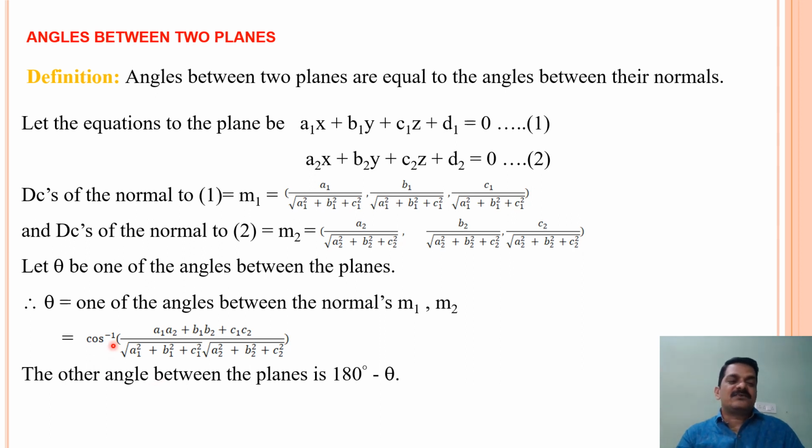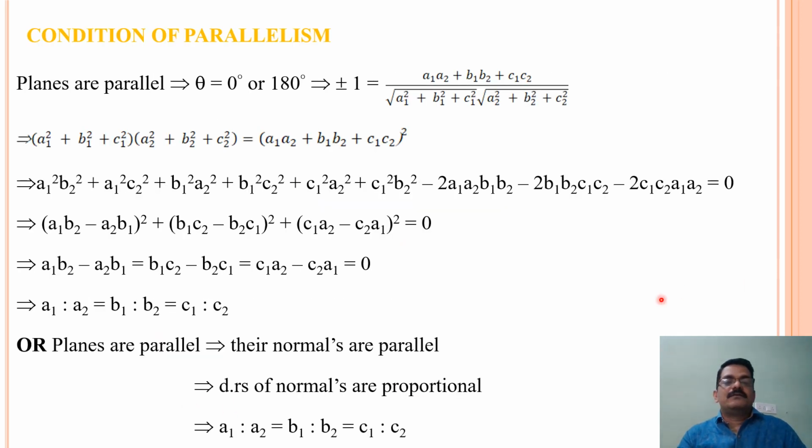That is, theta is equal to cos inverse of a1 a2 plus b1 b2 plus c1 c2 by square root of a1 square plus b1 square plus c1 square into square root of a2 square plus b2 square plus c2 square. So if theta is one of the angles, then the other angle between the planes is 180 minus theta. So if two planes are parallel, it means theta is equal to 0 degrees or theta is equal to 180 degrees. So if theta is equal to 0 degrees, then cos 0 is equal to 1, or cos 180 is equal to minus 1.